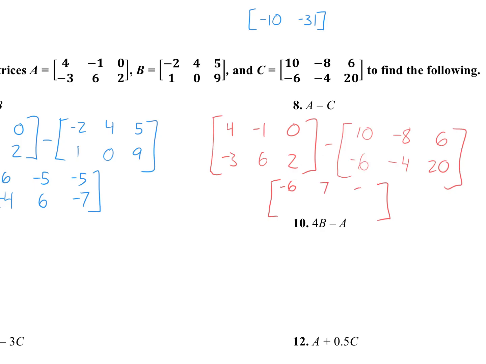0 minus 6 is negative 6. Negative 3 minus negative 6, that's another double negative. So that becomes negative 3 plus 6, which is 3. 6 minus a negative 4. 6 plus 4 is 10, and 2 minus 20 is negative 18.